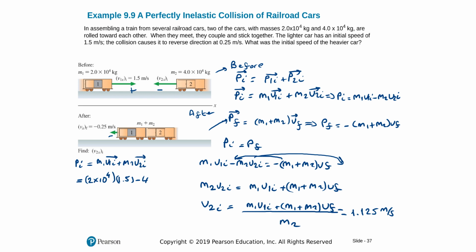Minus 4 times 10 to 4. You don't know V2 initial. Then you find P final as a number. It's minus M1 plus M2 times V final. That will be minus, when I add the mass, is 6 times 10 to 4 times 0.25. You guys find this as a number, insert it in here.